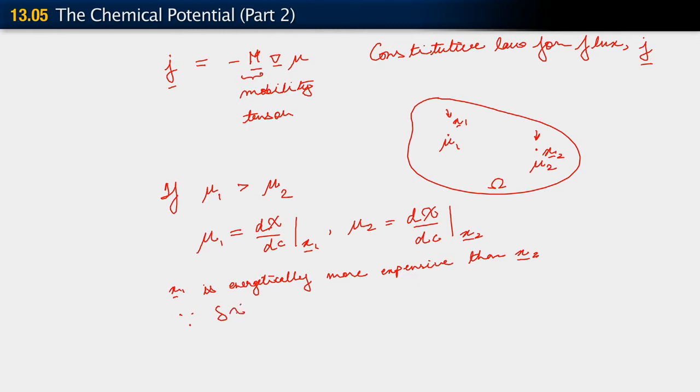delta chi at x1, which is mu1 delta c1, is greater than delta chi at x2, which is mu2 delta c. So actually I should make the two delta c's the same. If you add a certain amount of material at the point x1, you increase the free energy more than if you add the same amount of material at the point x2.